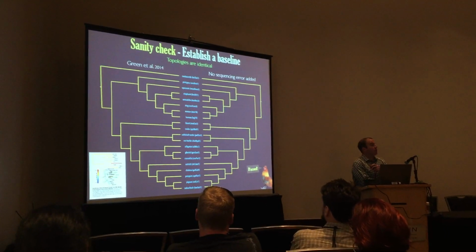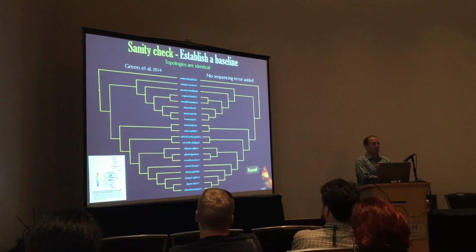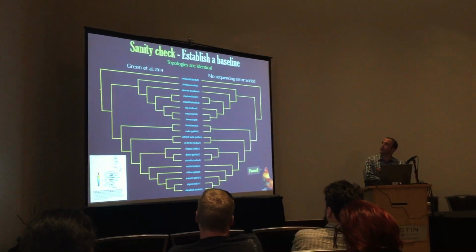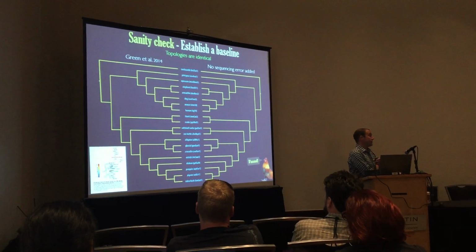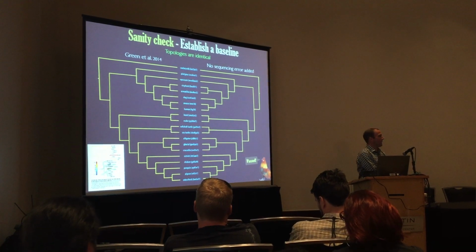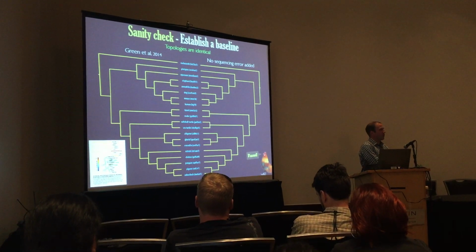And again, I wanted to perform a sanity check. So the first thing I did was simulate reads without incorporating the sequencing error. And the nice thing is that the topologies, as you would expect, are identical between the data that I started with from Green et al. and the data where I've not added any sequencing error. This is good. It should make you feel a little bit better.